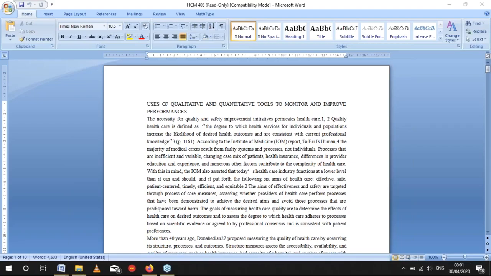Last week, we were able to talk much about quality health care under advanced clinical health care management. We made mention of the aims of health care, the aims of effectiveness and safety targeted through some processes. We also made mention of ways by which we can measure the quality of health care.